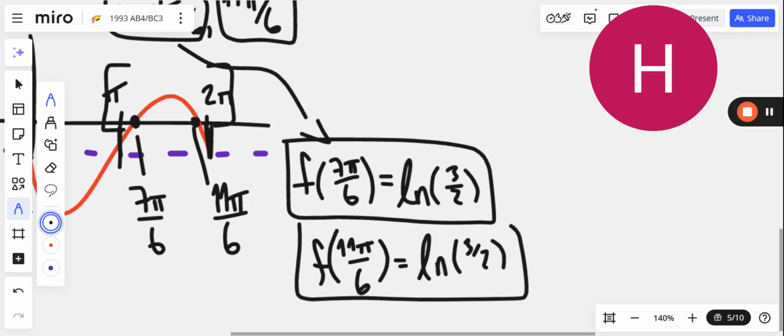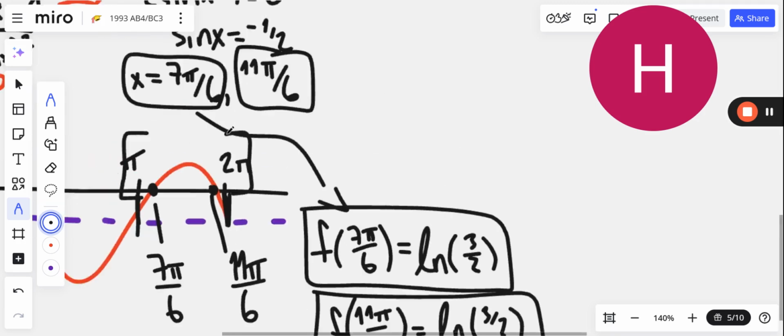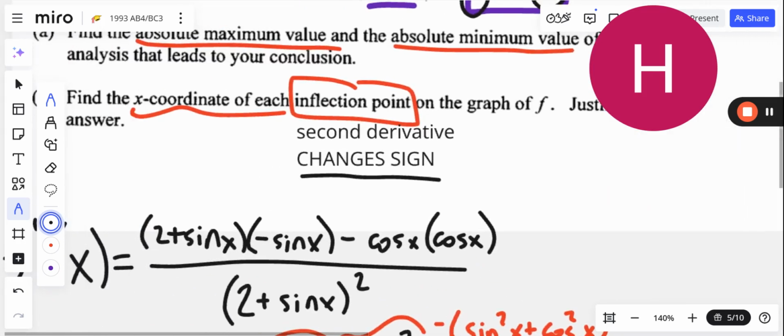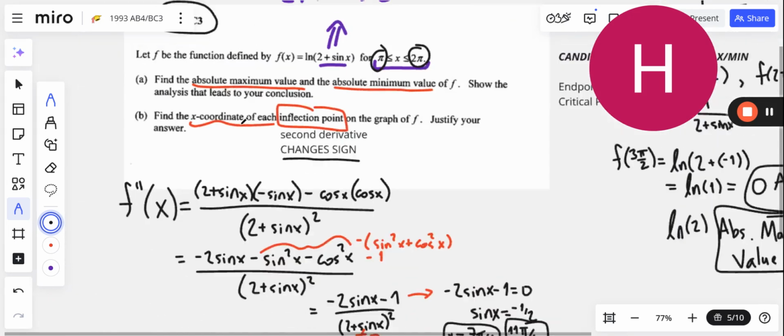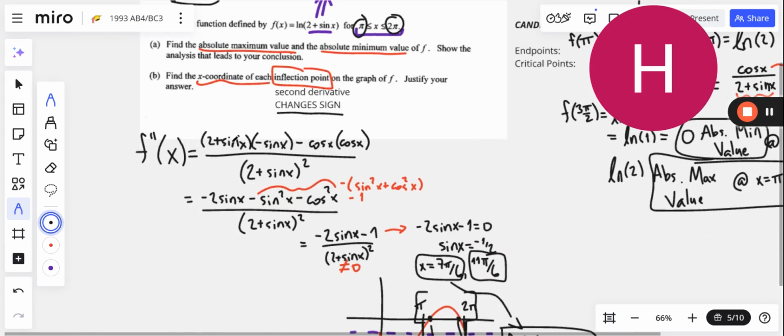So those are the y values if you needed the point of inflection. If they said the points of inflection instead of just the x-coordinate, you would need the full coordinates. You would need x and y. Okay?